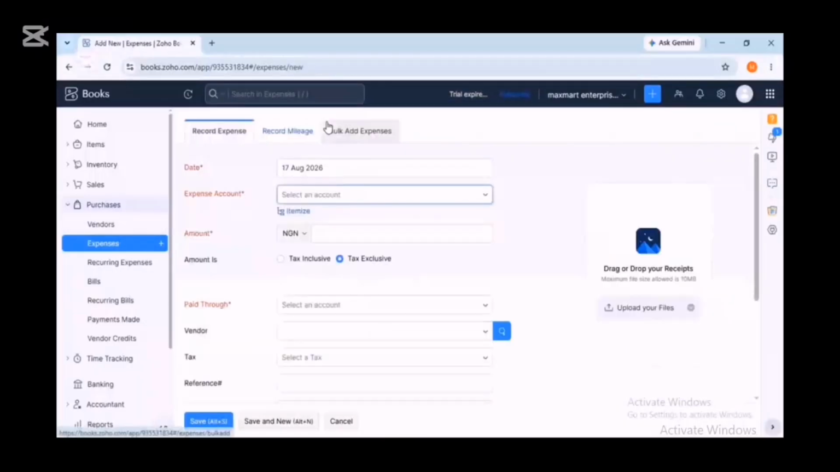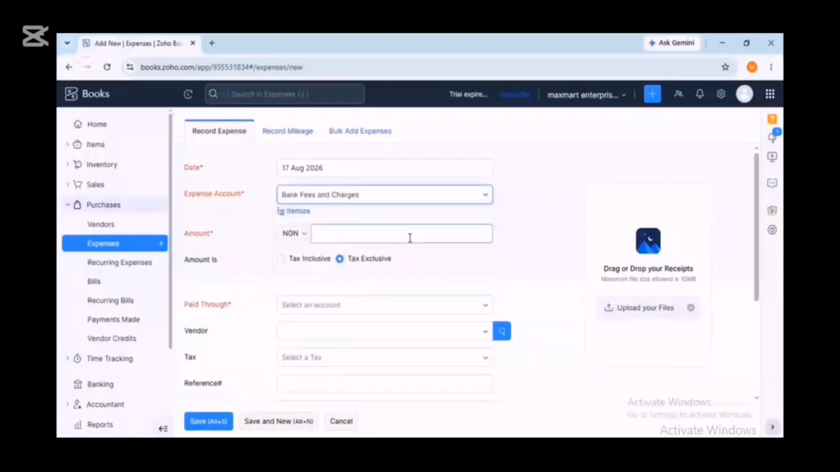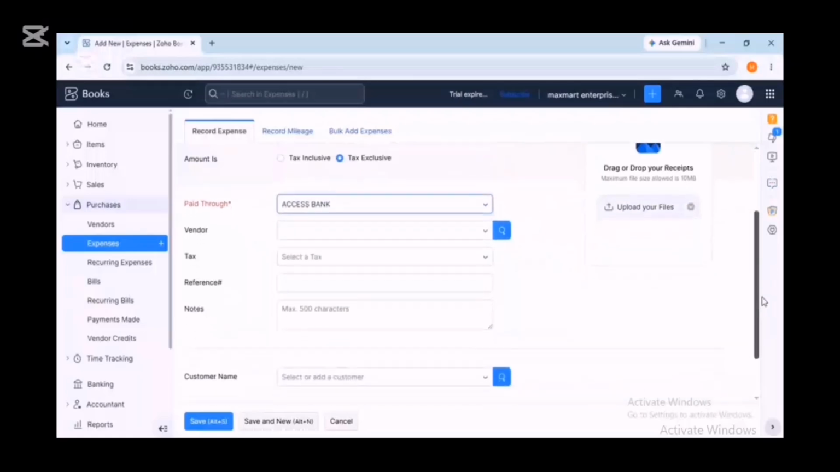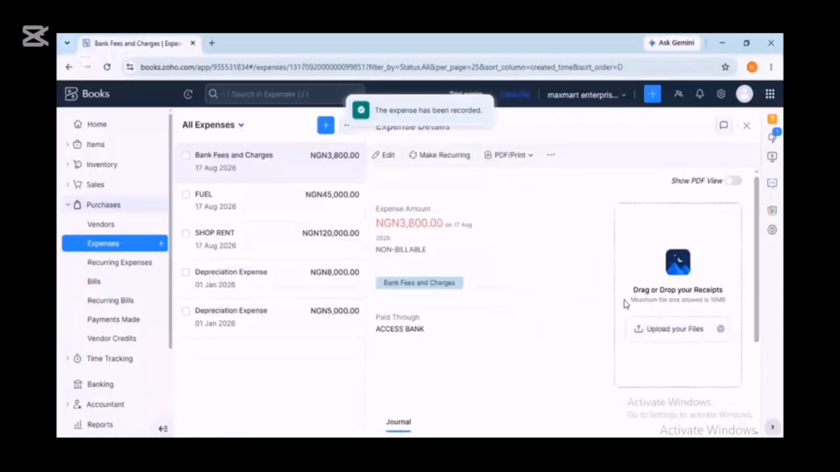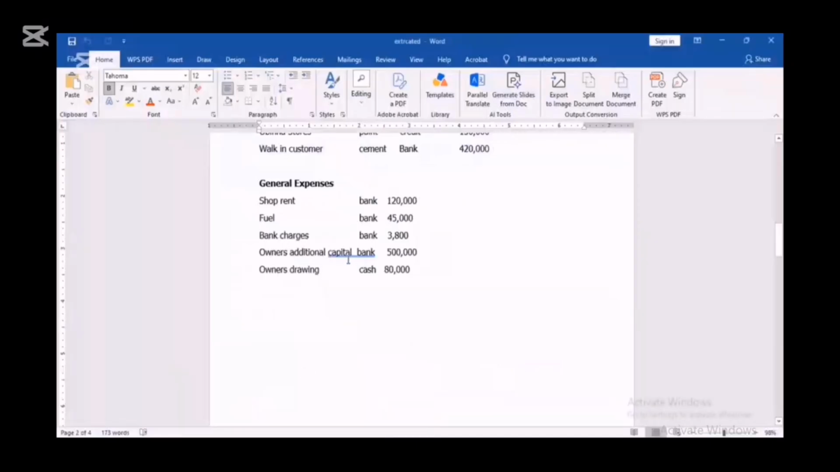Select an expense account, bank charges. Absolutely. So some money was deducted from the account, worth 3,800 for bank services. So we enter them from where it was deducted, Access Bank. So that's that. Let's save up. Alright. So now let's see what we have next.